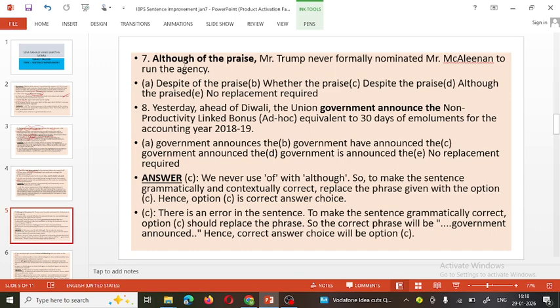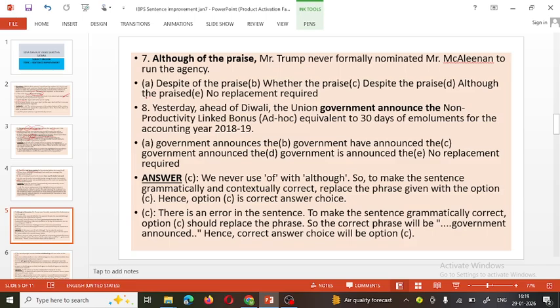Now, the highlighted part is "although of" in the phrase. So, friends, we never use "of" with "although". Here "although of" is used in this phrase, and that is the error. So, we need to remove it.